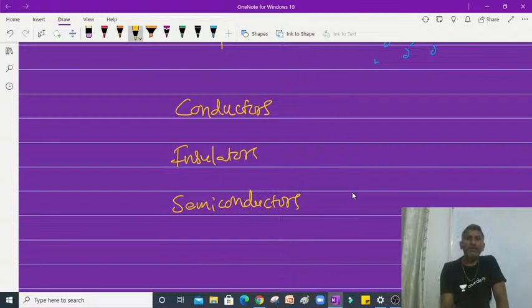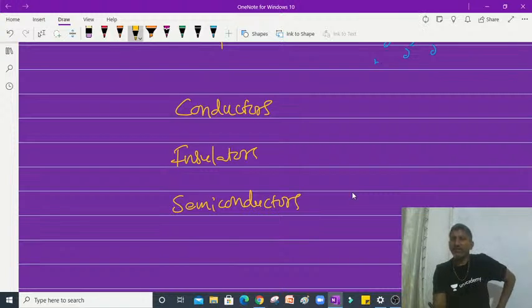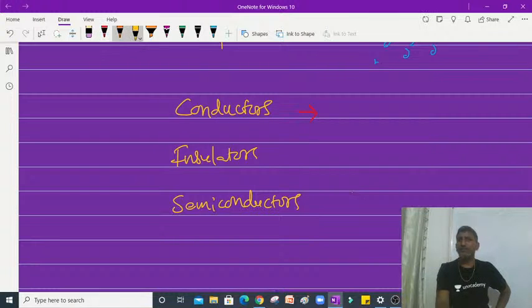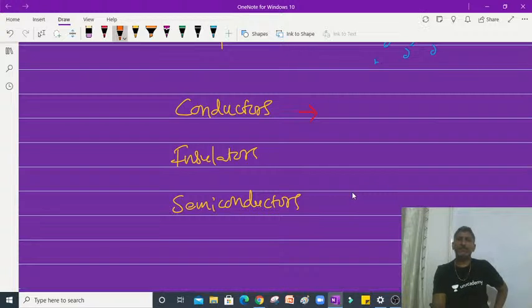Based on electrical properties, in what way do we have to understand? Based on the passage of current and the resistance offered by the material: resistivity, conductivity, and all these. Conductors generally means metals; all the metals belong to conductors. You should know this point. In conductors, electricity, that is current, is able to pass easily as compared to insulators.